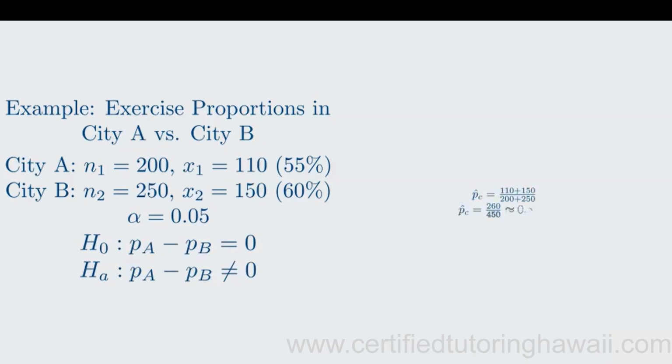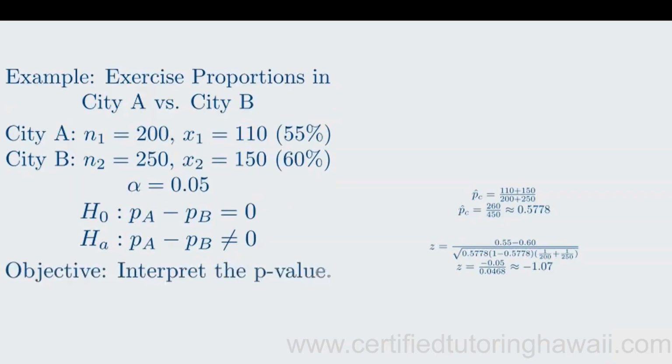First, we calculate the pooled proportion. Combining both cities, we have 260 successes out of 450 people, which is approximately 0.5778. Using our formula, we find a z-score of approximately -1.07. This means the observed difference is about 1 standard deviation below 0. Before we find the final number, remember what the z-score represents. It tells us that City A's sample proportion was slightly lower than City B's, but not by a massive amount. Now let's see how likely this result is under the null hypothesis.